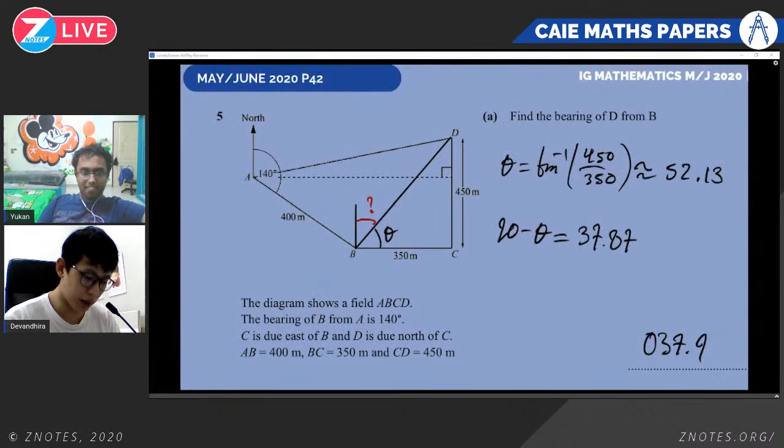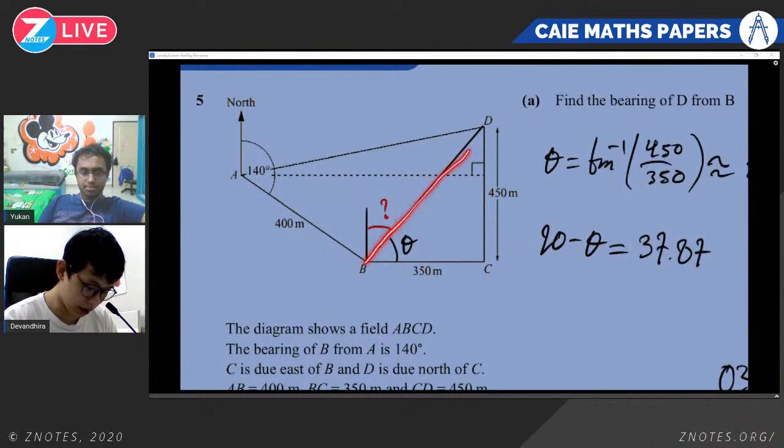Now we're asked to find the bearing of D from B. The bearing of D from B. This is technically saying B to D. That means we have to draw a line right here. And don't forget our north line.